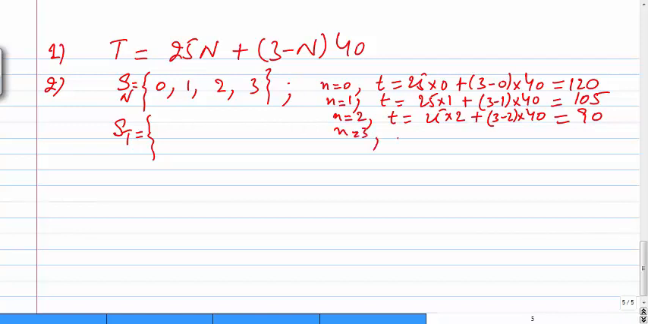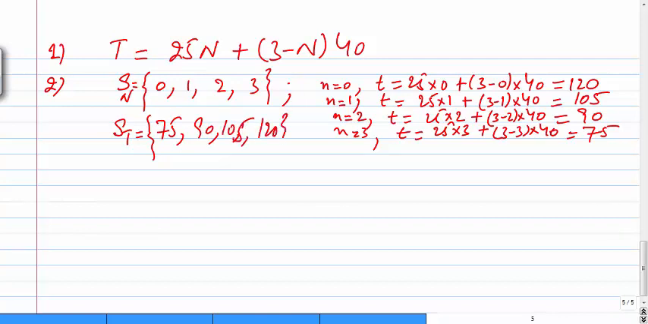N is equal to 3, so in that case 25 into 3 plus 3 minus 3 times 40, so it becomes 75. Okay, so this is the range, which means that we have the values. Of course for 0 it is 120, but if we write in order, that is 75, 90, 105 and 120. So when we do that, we complete the first part.